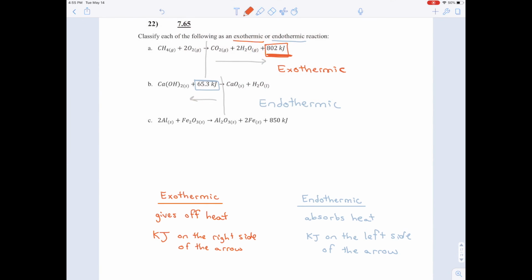For C, we're looking for kilojoules, and we see it right here. It is on the right side of the reaction arrow. And if it's on the right side of the reaction arrow, then we know it's exothermic. The reaction is producing that heat or giving off that heat. And so this third one is an exothermic reaction. It's one that produces heat. This is aluminum reacting with rust, basically. Those two things react and produce heat, so the surroundings get really, really hot. And so that's how you tell the difference between an exothermic and an endothermic reaction.